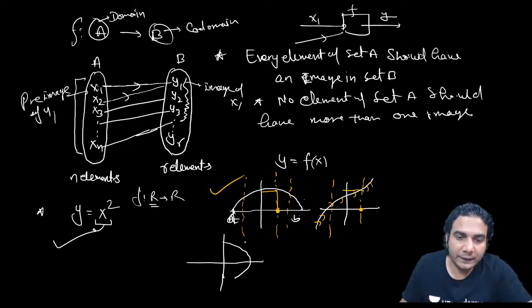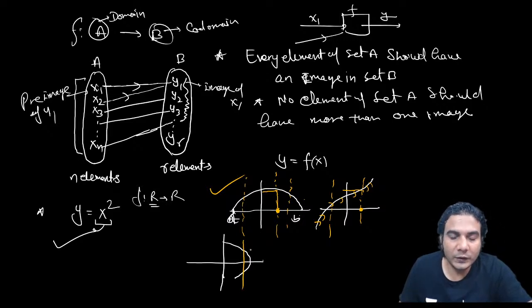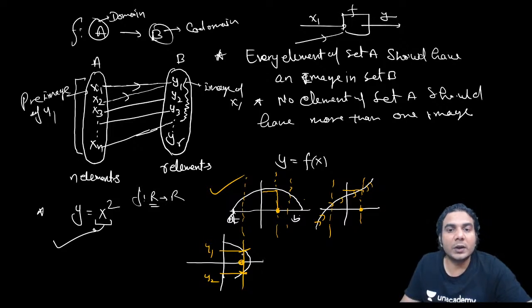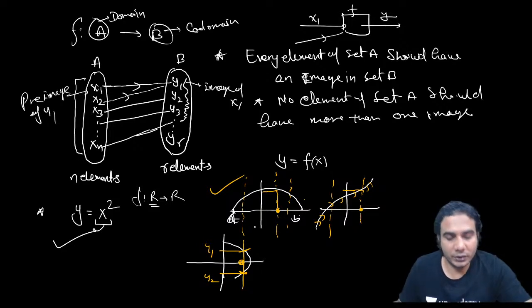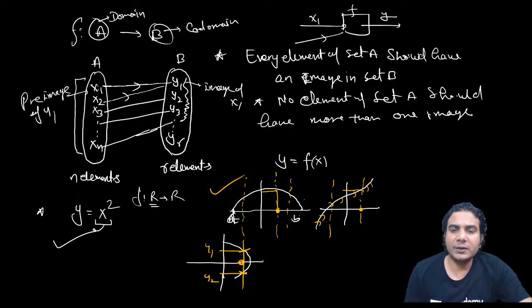But for this graph, if you plot a vertical line, it will cut the graph at 2 points, right? You can see this and this. That means for this x you are getting two images, y1 and y2, right? So if its graph is like this, then this is not a graph of a function from y to f(x). So this is a way to check it. As I told you, it's a revision class, so I'm just doing it quickly, all right.